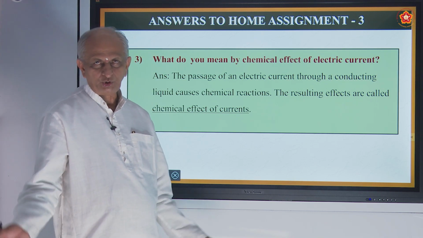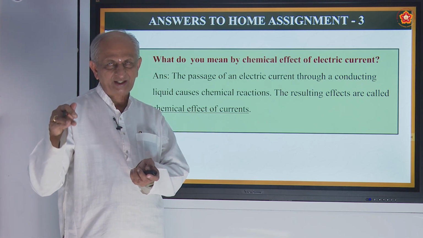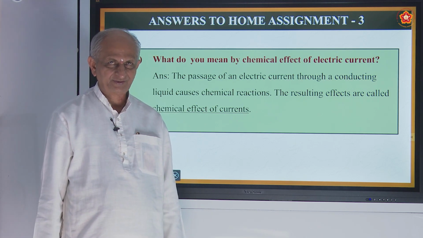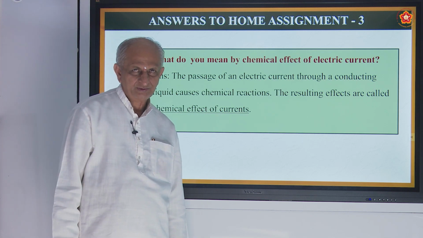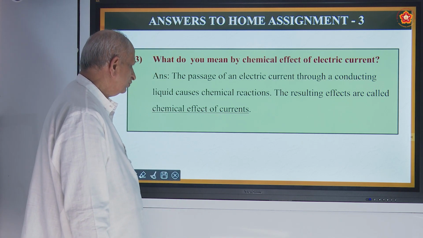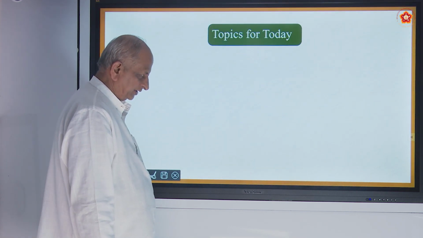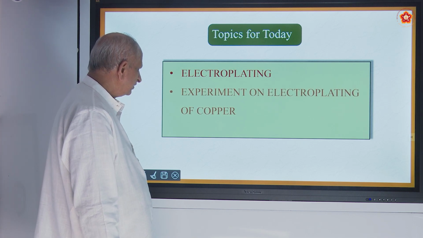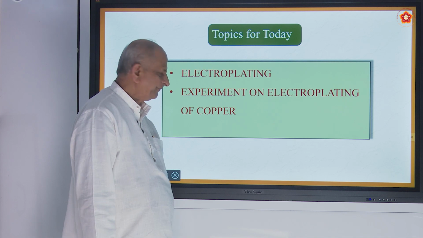For example, I told you in the beginning, copper sulfate solution: if you pass current through that, it dissociates into copper ions and sulfate ions. The copper ions will deposit on the cathode. Sulfate ions will go to the anode. So that is what is called chemical effect. Now let us see today's topic. Today's topic is electroplating. Experiment on electroplating of copper.